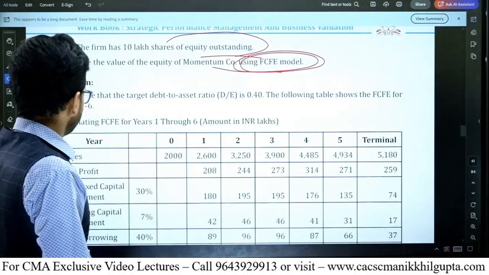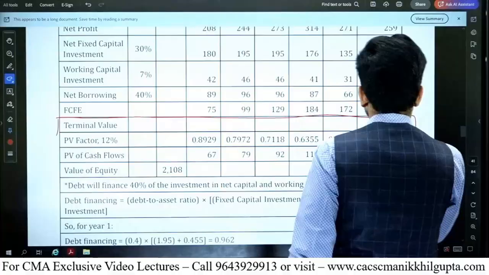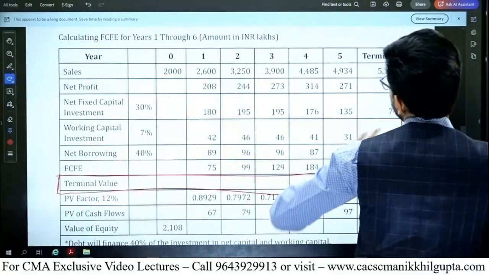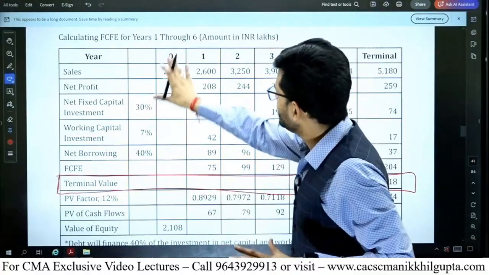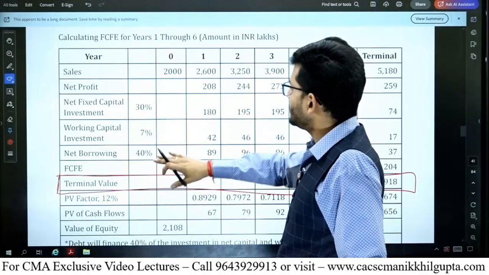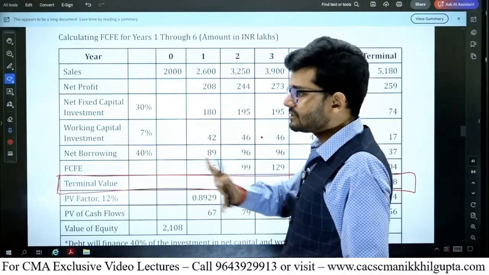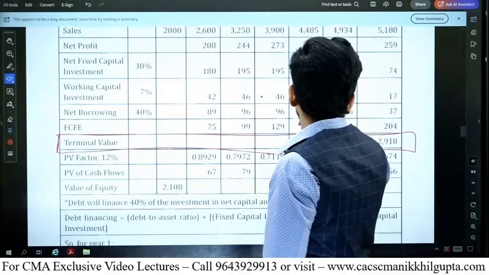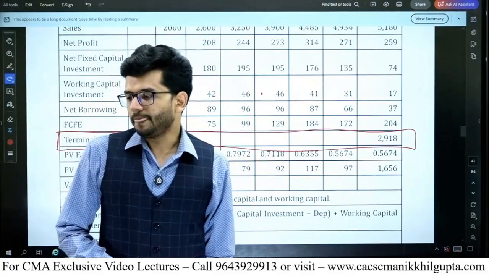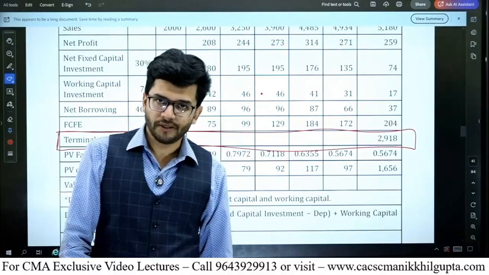One important point in this calculation where you might get stuck is the calculation of terminal value. Rest all the calculations are straightforward, guys. Sales increase is given to you, net profit margin percentage is given to you, net fixed capital is increase in sales multiplied by 30%, working capital is increase in sales multiplied by 7%, net borrowings is the total of this multiplied by 40%. That is how the calculation is done. So calculation is very straightforward. Now what you will really be wondering is terminal value. How can terminal value be calculated in this particular case? That will be an important point to be considered over here.